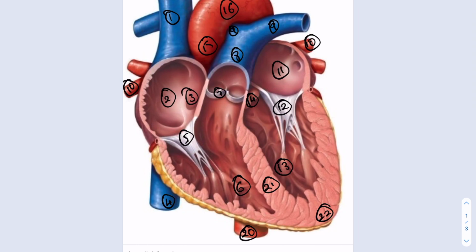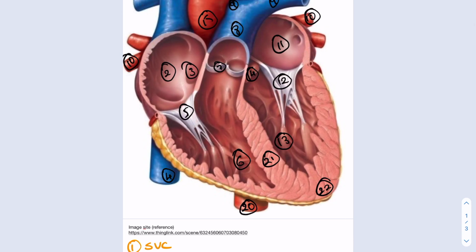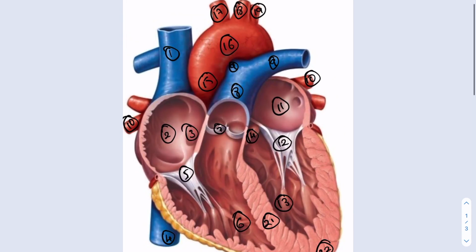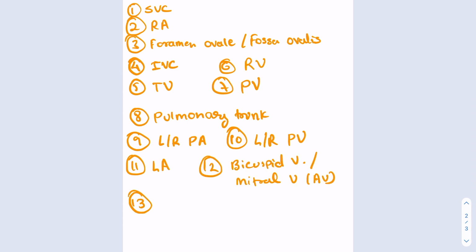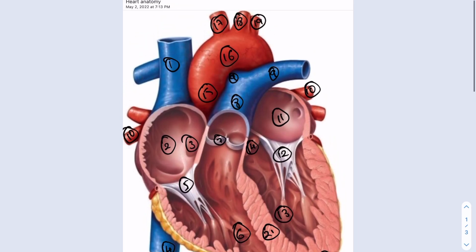Number 11 is the left atrium, and it basically receives blood from the left and right pulmonary veins. Number 12 is another valve, and it's called mitral valve or bicuspid valve. It basically is a passageway between left atrium and left ventricle, and it's one of the atrioventricular valves. Number 13 is left ventricle and it receives blood from the left atrium through the bicuspid valve or mitral valve. Left ventricle has the highest blood pressure, even higher than the aorta.